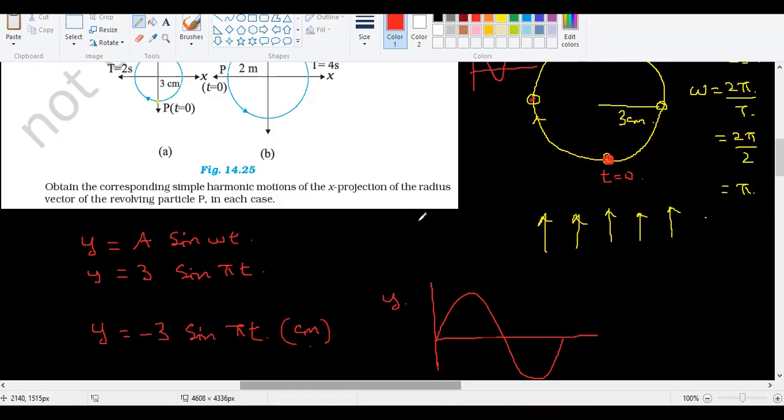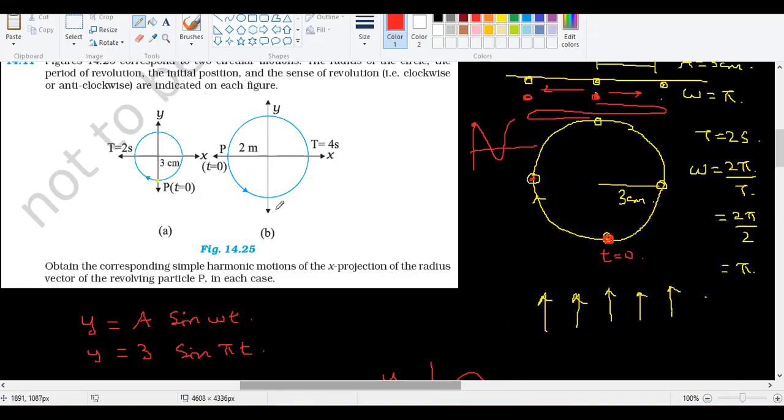So the second one, I'm going to leave it as homework. You have to calculate the omega from this value. From the radius, you should know what the amplitude is, which means you can tell whether it is y equal to a sin omega t or a cos omega t, depending upon the starting point. Since it is starting from the extreme position, right?